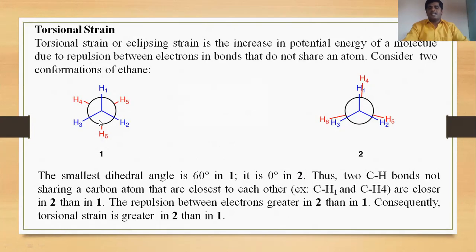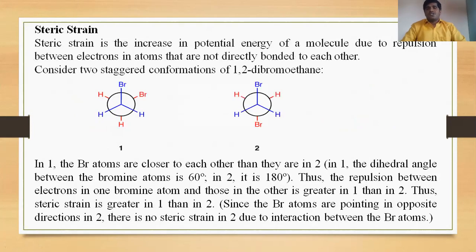So that is the concept related to torsional strain. Okay, then steric strain. What is meant by steric strain? That is the main point. Steric strain means the energy or strain generated due to the repulsion or steric hindrance between the two hydrogens. Same as torsional strain. Steric strain increases the potential energy of a molecule due to the repulsion between the electrons present or bonded to each other, same like torsional strain.